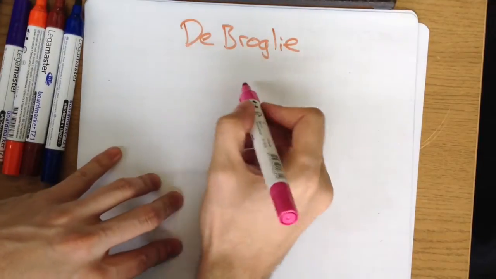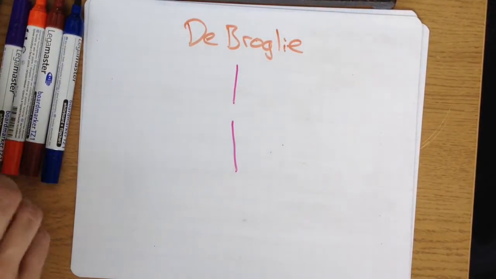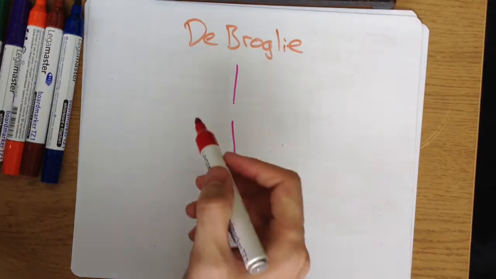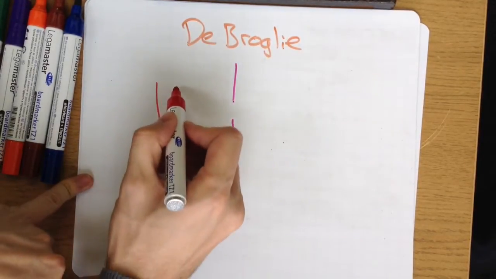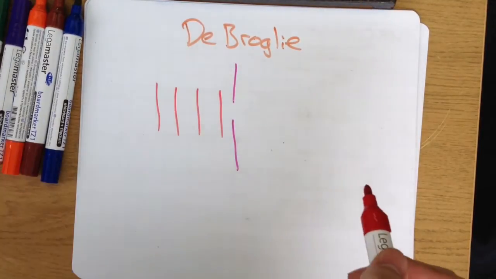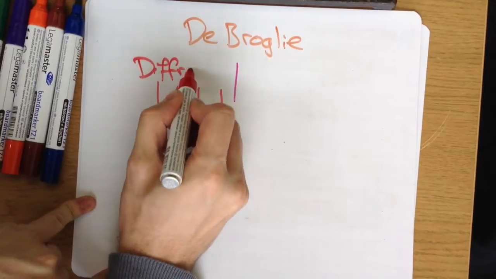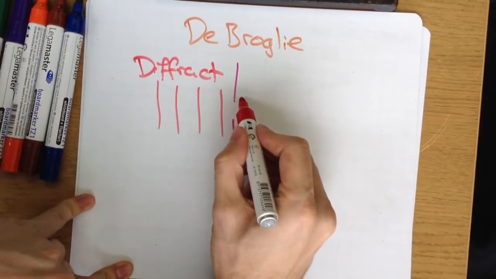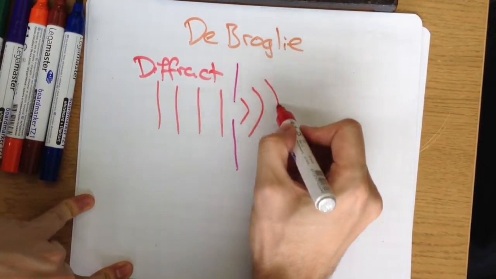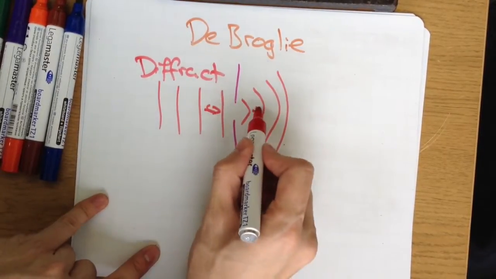So if you've got a gap like that, and I drew a wave front coming up to my gap, what's going to happen? It's going to diffract. So diffraction is the key, which means it's going to spread out.